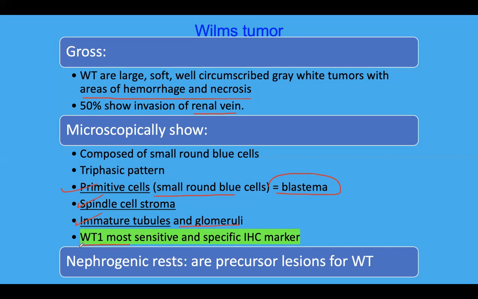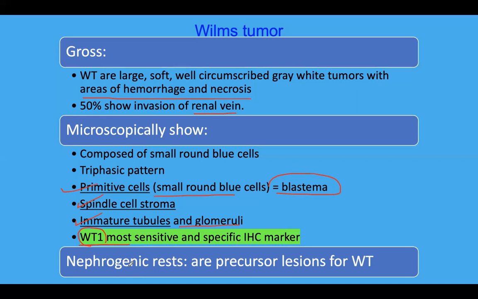If we do the IHC, neuroblastoma will stain positive for neuroendocrine markers like synaptophysin and chromogranin, whereas it will be negative for WT1. So WT1 is a clear-cut distinguishing factor in favor of Wilms tumor.